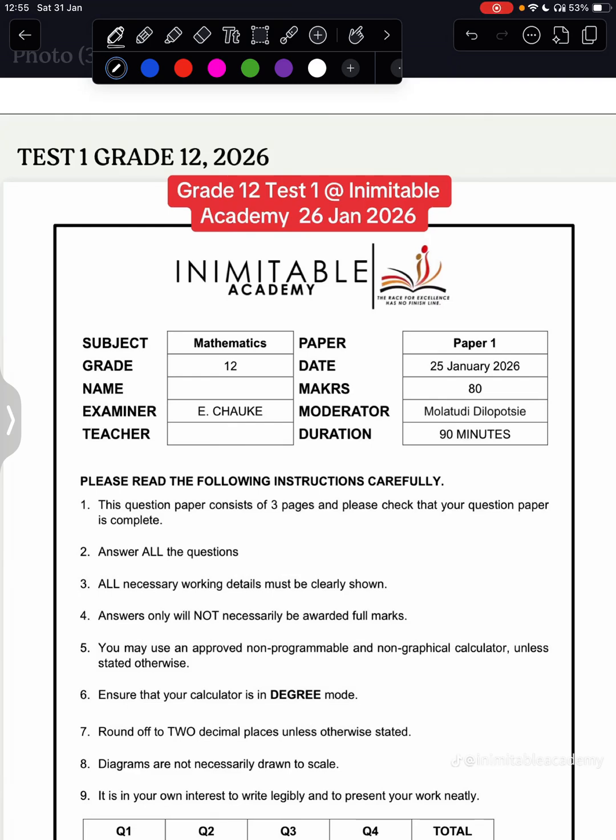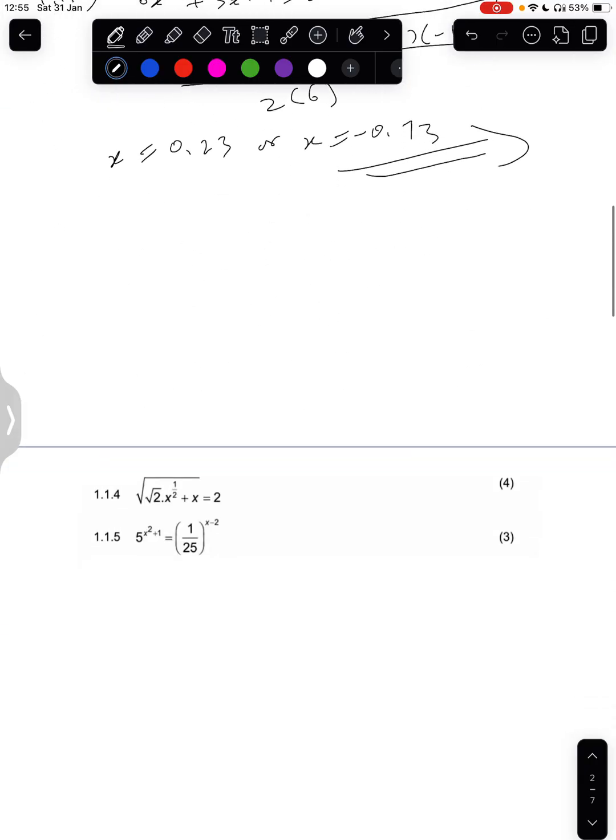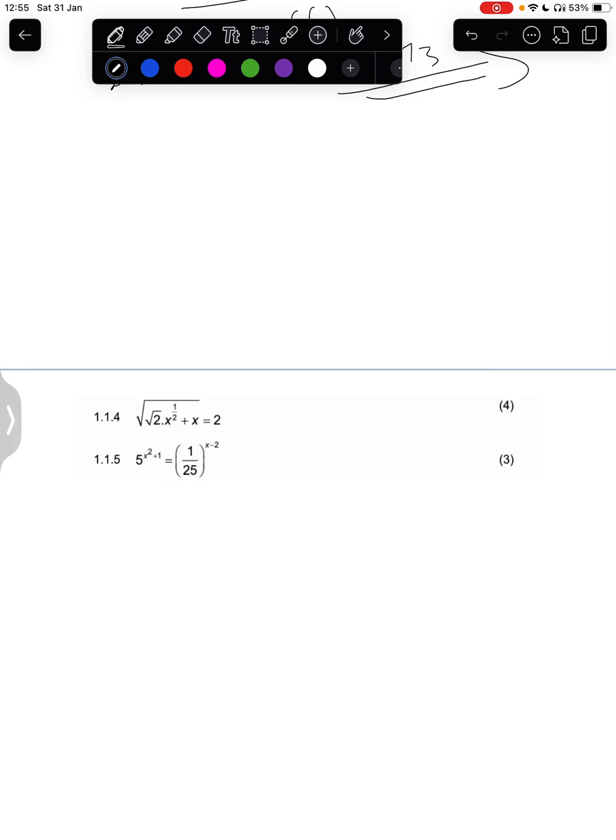So we are continuing with the questions from Inimitable Academy. Let's go. So 1.1.4, solve for x. So here, first thing we're going to do, let me just rewrite this.